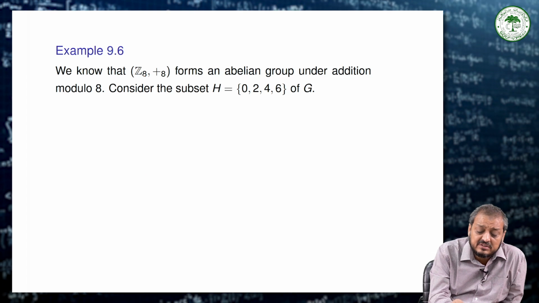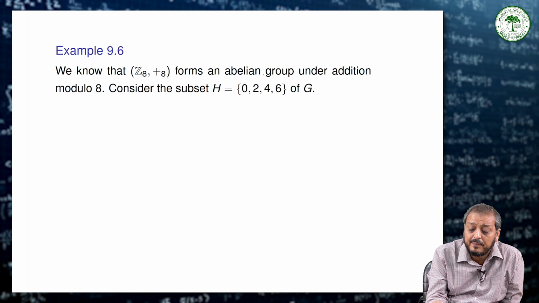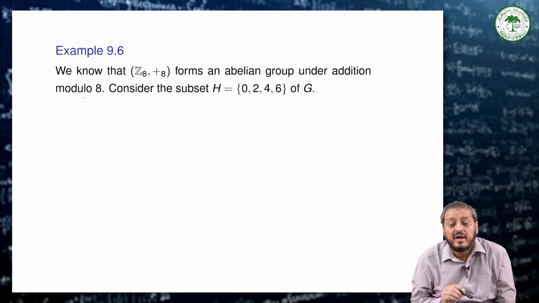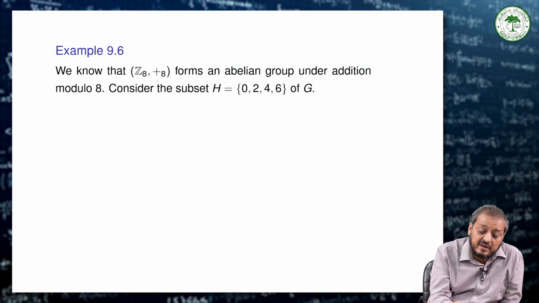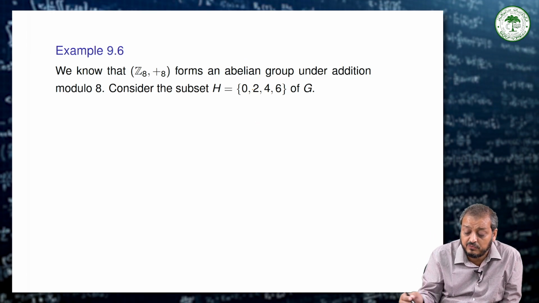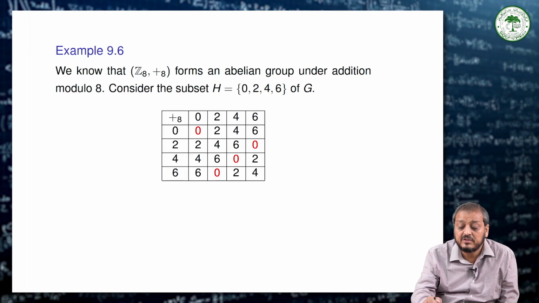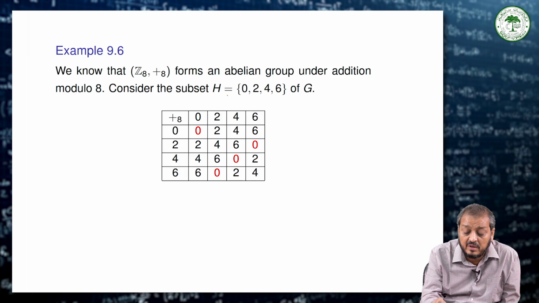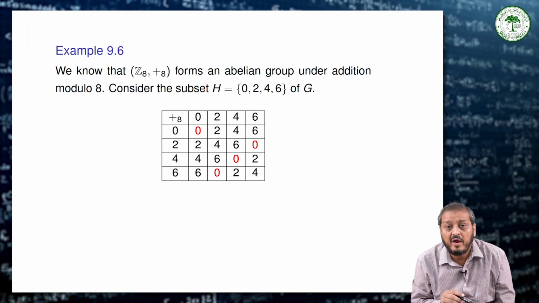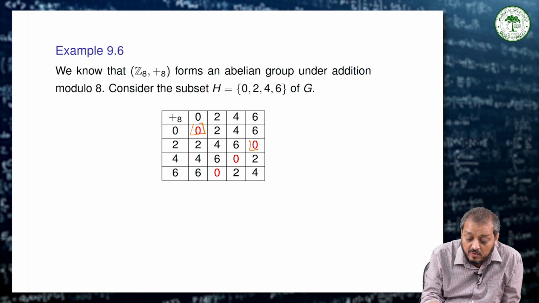Let us try one example, and then we have to move further. We know that Z8 under addition modulo 8 forms an abelian group. So this is clearly a group under addition modulo 8. We take a subset H in this form, and then we draw a table of H under addition modulo 8.